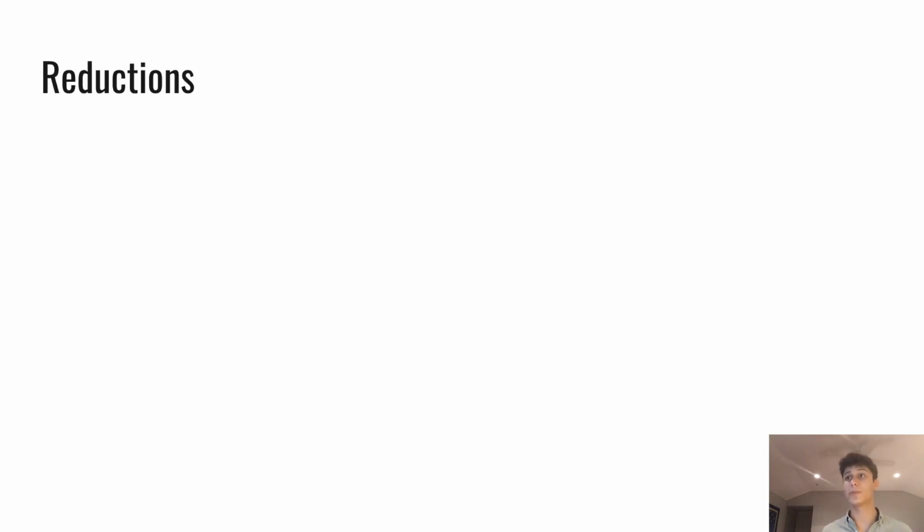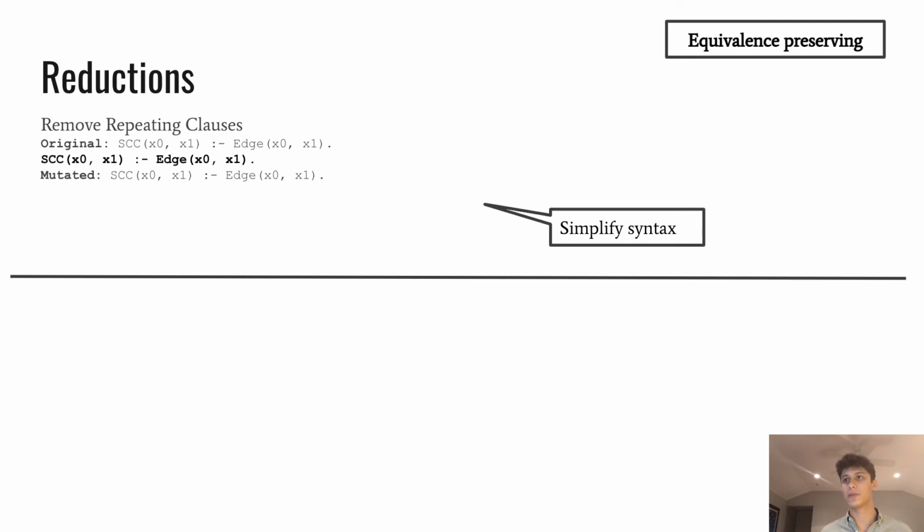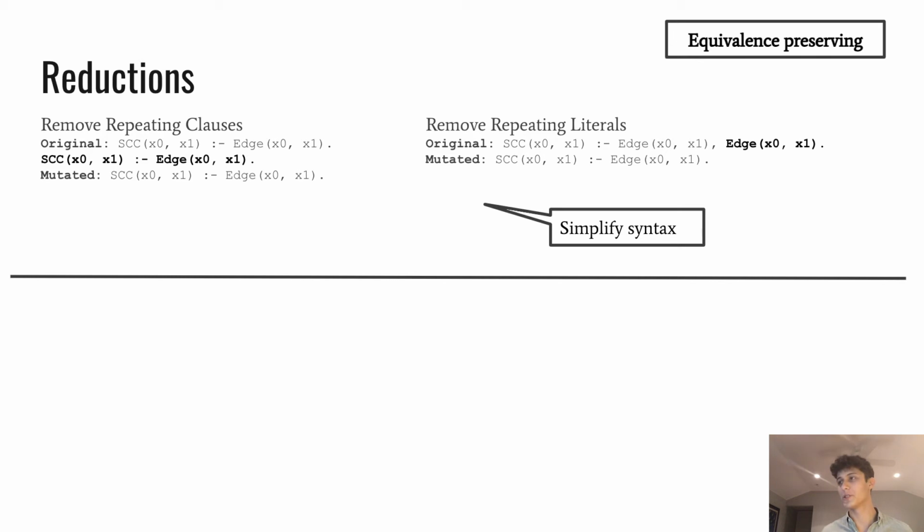The reductions are mutations that are applied during the reduction phase. So what reductions make sense? Well, even when we don't semantically modify the program, we want to simplify syntax where possible. So we introduce equivalence-preserving reductions, which primarily aim to improve readability, such as remove repeating clauses, which removes duplicate clauses, and remove repeating literals, which removes duplicate literals within clauses.